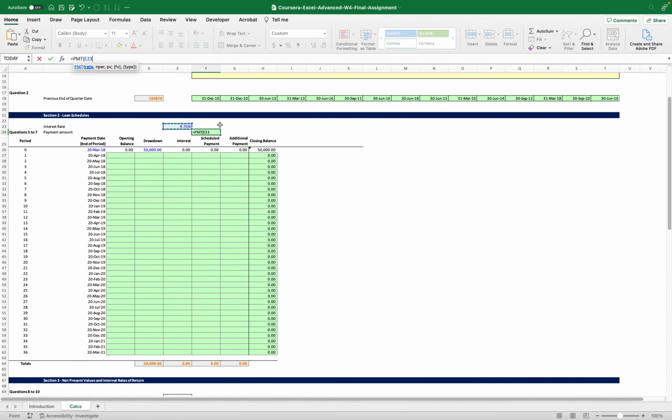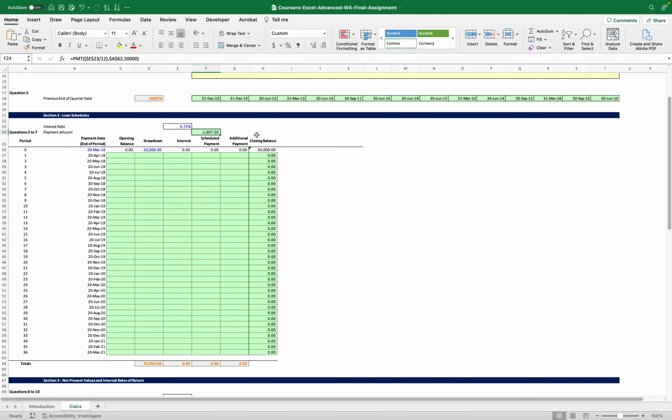So our rate is 9.75, and we have to remember to lock it because we're going to use that for everything. The number of repayment periods is 36. We could lock this as well. And then the present value is 50,000. So our payment every month, or monthly payment, will be $1,600.